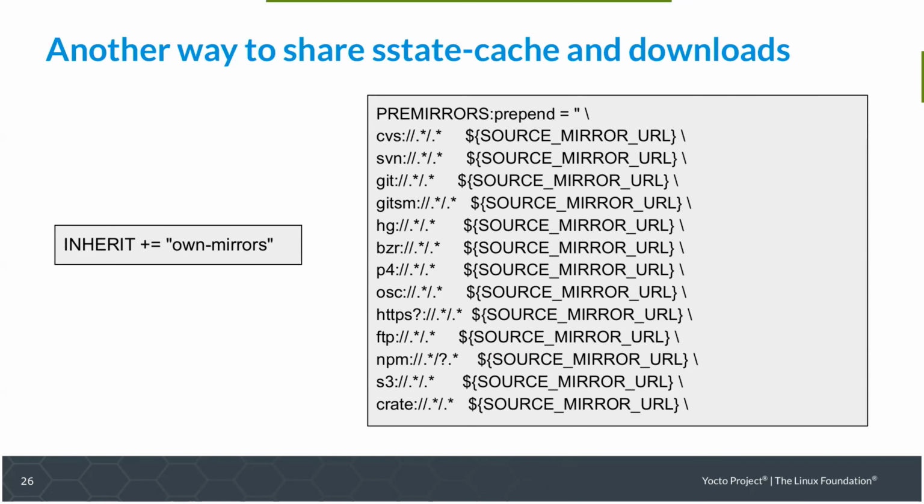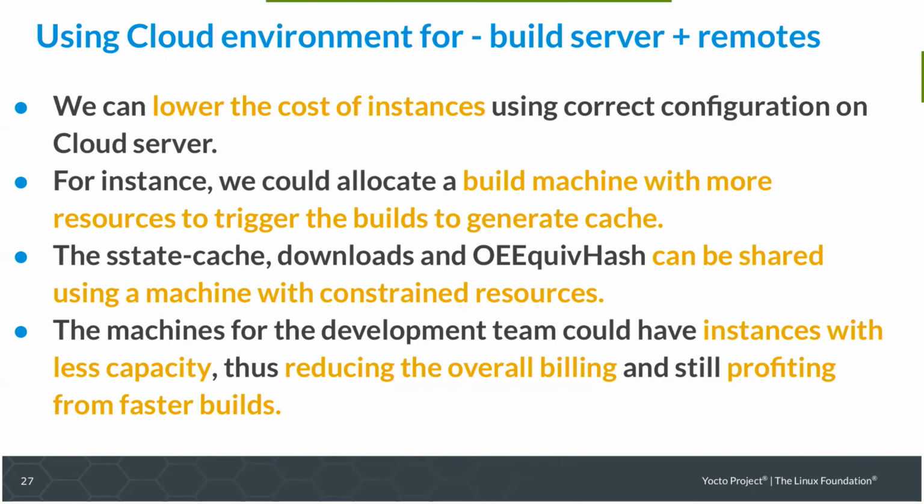And also, just keep a note here, you can share your state cache and download folders not only by HTTP. If you inherit this class on mirrors, you can see that you can use FTP, an S3 bucket, and also you can use NFS file system to share those folders through the network. And all this configuration I did with the remote machine is very useful when you're using a cloud environment.